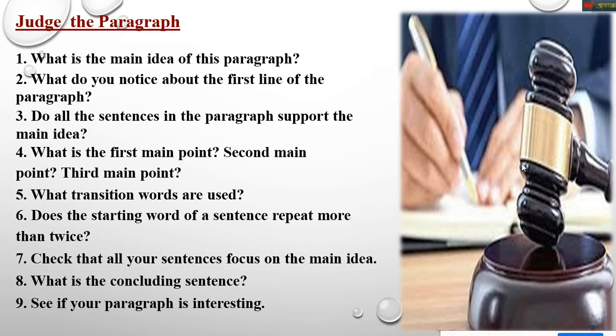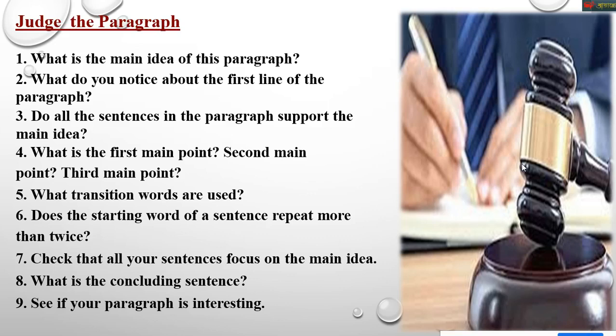Right. Check that all your sentences focus on the main idea. Of course, you have to remember whether all the sentences focus on the main idea, and then what is the concluding sentence? It is very important for us to recognize the concluding sentence, because the concluding sentence has some characteristics, and of course you have to follow them if you want to write a good paragraph.